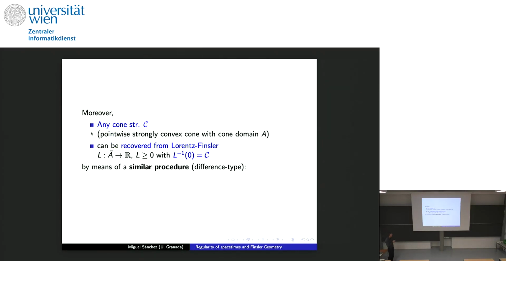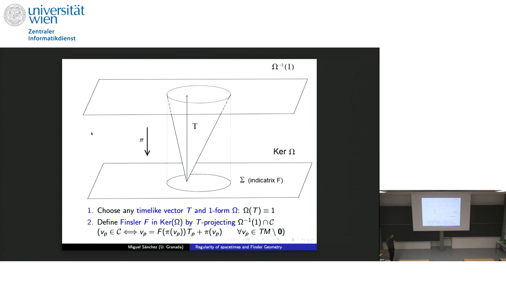Now, any cone structure can also be recovered from a Lorentz-Finsler metric, essentially by a similar procedure of difference. The procedure is as follows. If you consider a cone structure, we are putting at each point of the manifold a cone. Well, this is automatically time orientable. We have a time-like vector, and we can choose one, and also choose a one-form such that the one-form of the vector is equal to 1.